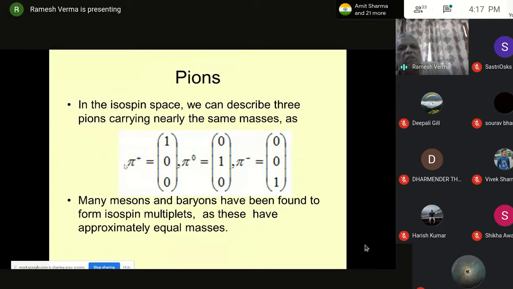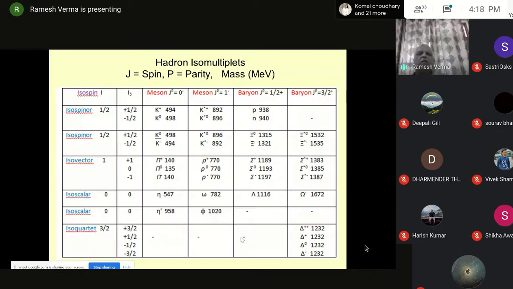So besides the nucleons and pions, around the 1950s and after that, many mesons and baryons were found to form isospin multiplets, and particles belonging to one isospin multiplet have approximately the same mass. So here I am giving you the table again, but put slightly differently. So we have, this is the story again, I actually remind you, before 1965 or so.